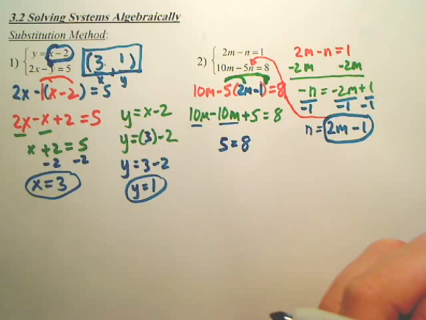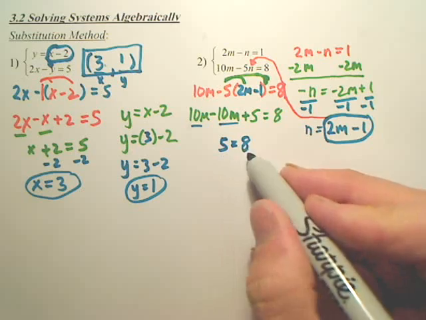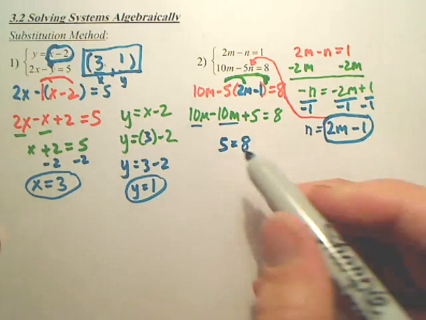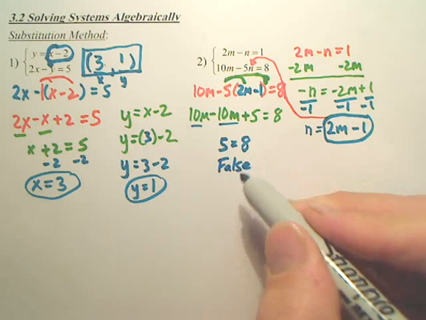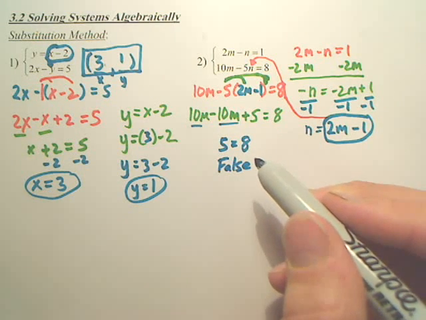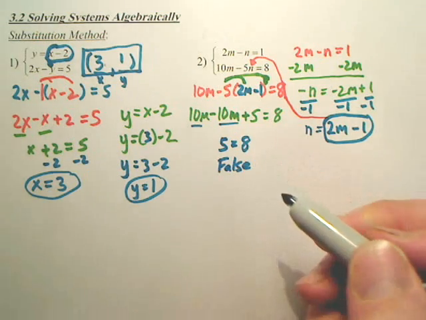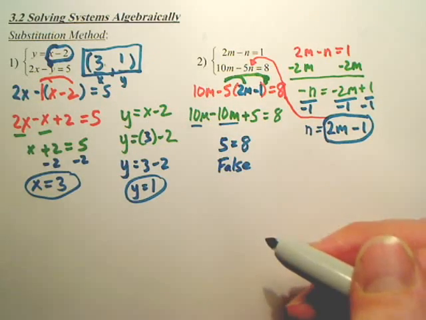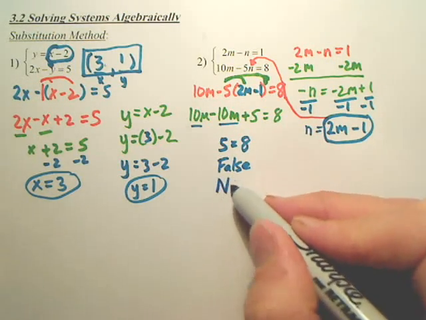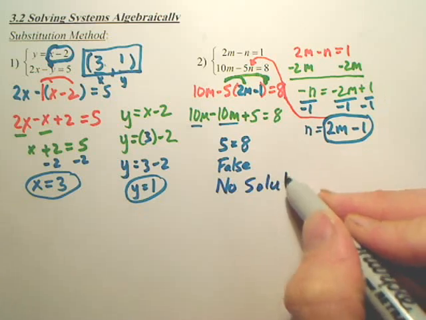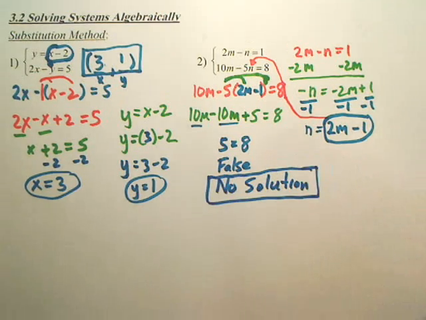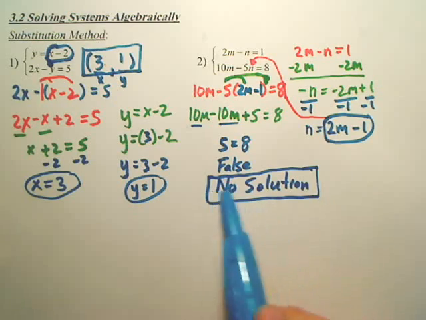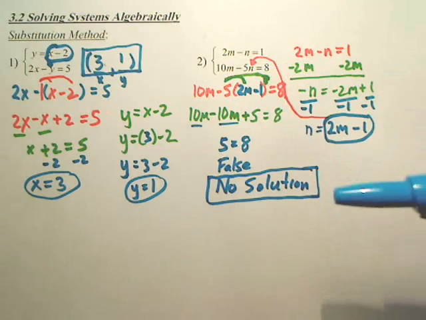Remember, there could be no solutions or infinite solutions? Is this a true statement? Does 5 equal 8? No. This is false, right? So whenever m disappears or your letters disappear on you, it's either no or infinite solutions. Since that's false, which one do you think it's going to be? No solution. It's going to be no solution. If that was a true statement left over, it would be infinite solutions. What does no solutions mean? These two graphs are parallel.